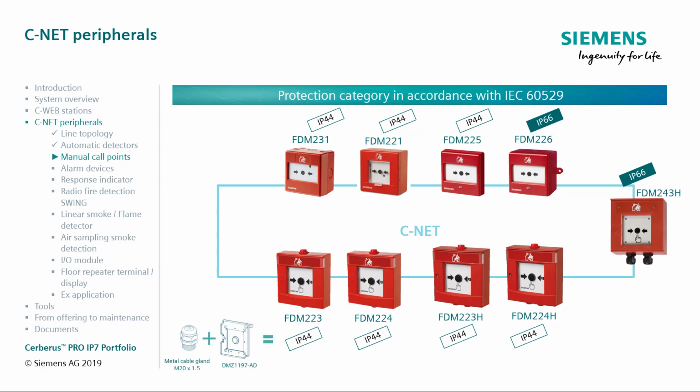By using a metal cable gland and the protection seal DMZ 1197AD, the protection category can be raised to IP64 and IP66, depending on the type of housing.